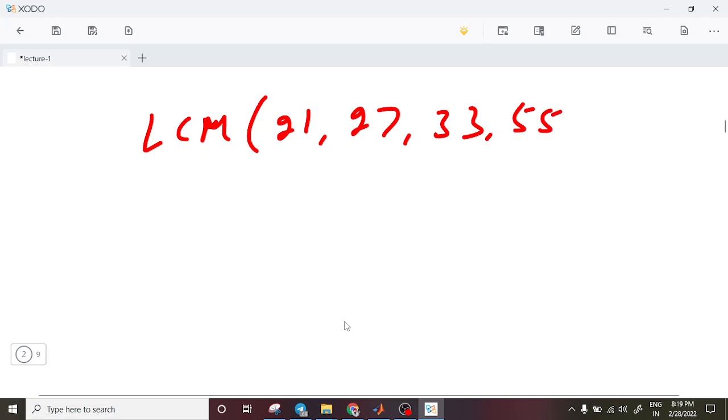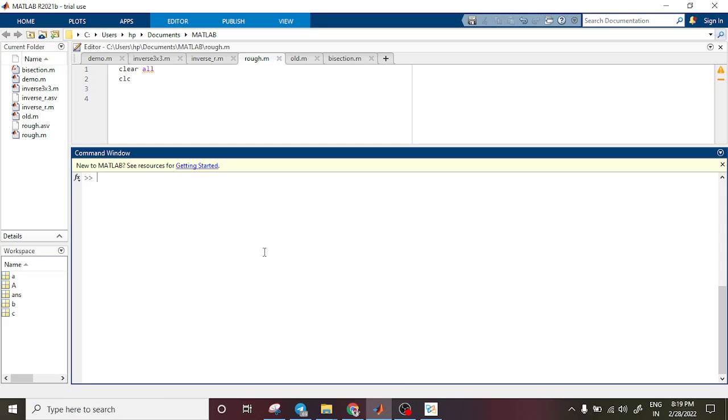I can find the LCM of 21, 27, 33 and 55. What will be the LCM? So now we are using the MATLAB method. First I will write down any variable, A, B, C, it does not matter.